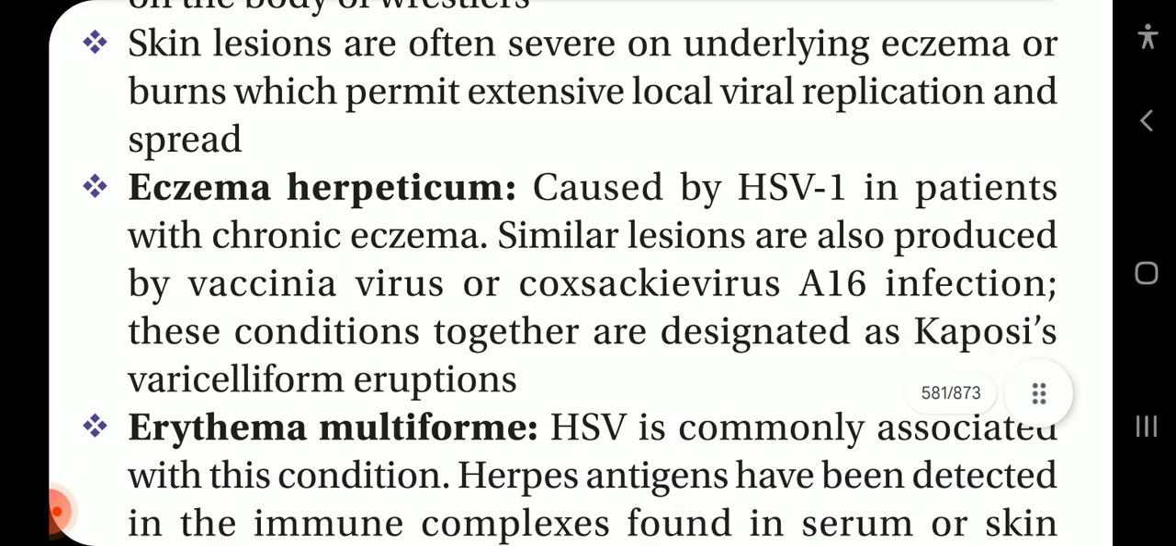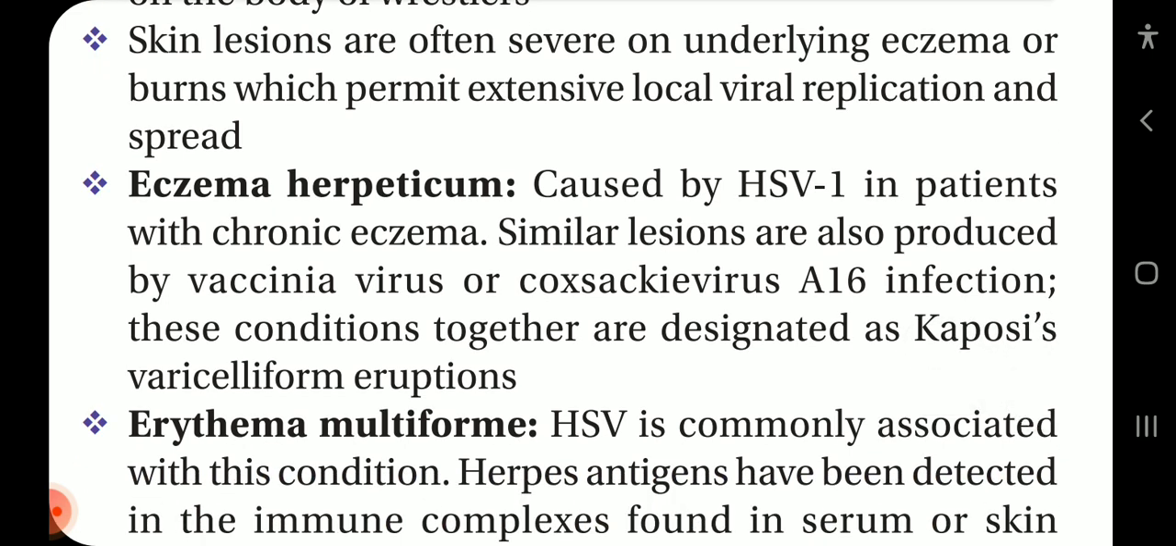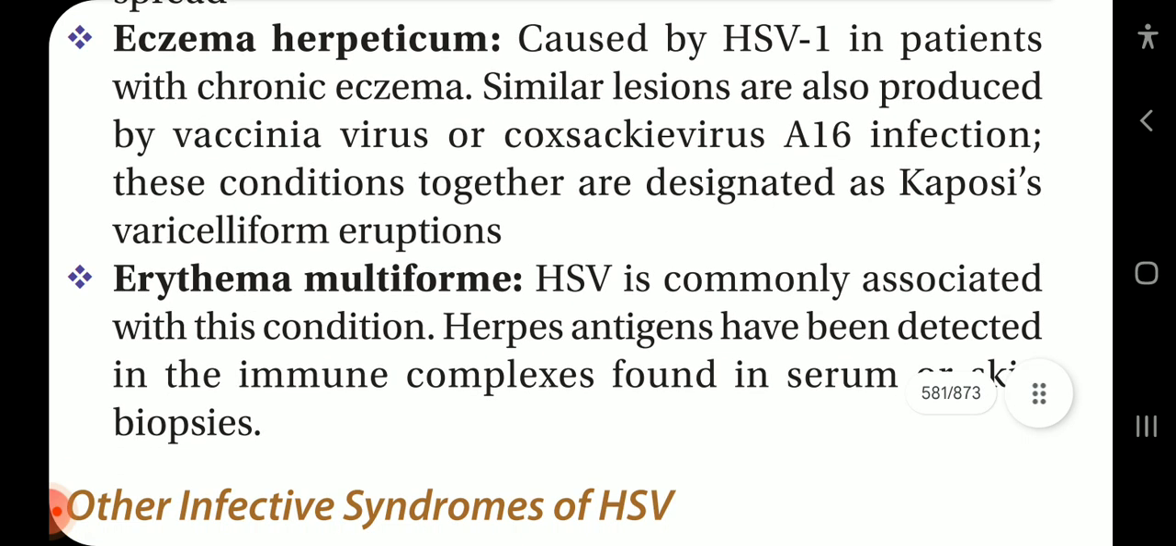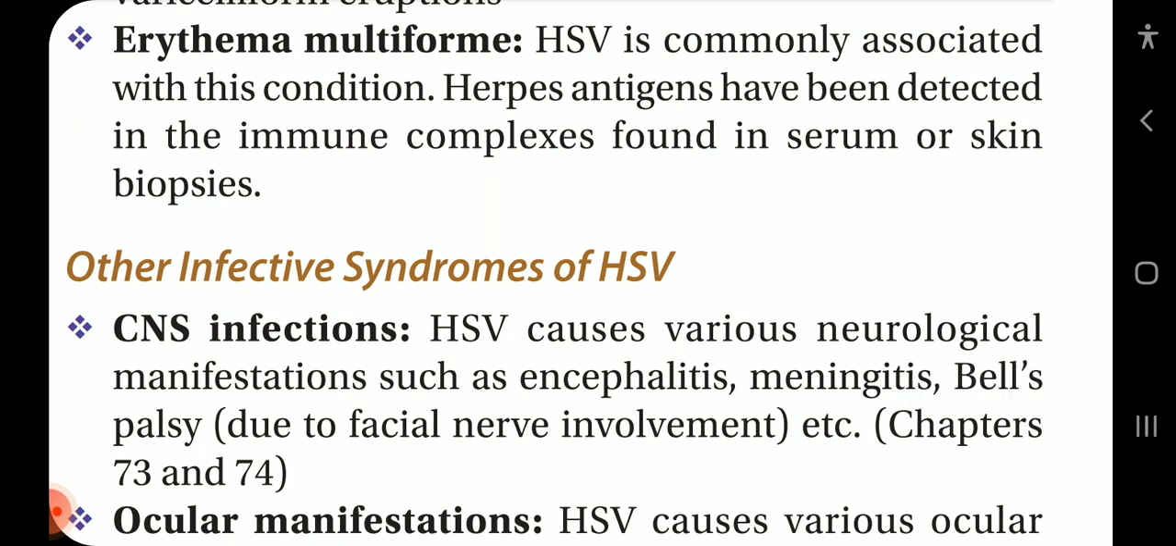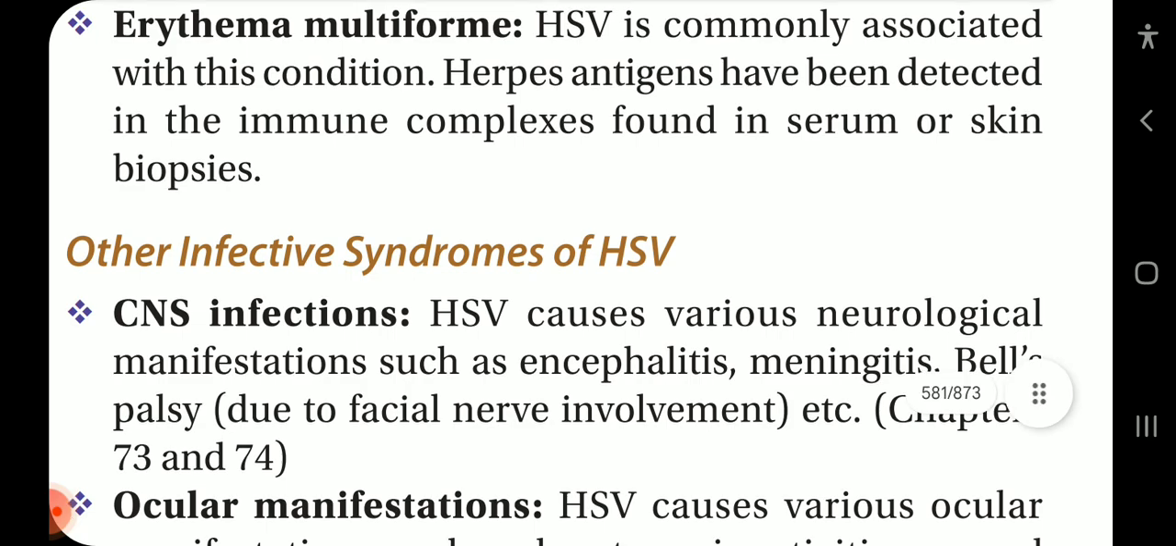Skin lesions are often severe on underlying eczema or burns, which permit extensive local viral replication and spread. Eczema herpeticum, caused by HSV1 in patients with chronic eczema. Similar lesions are also produced by vaccinia virus or Coxsackie virus A16 infection. These conditions together are designated as Kaposi varicelliform eruptions. Erythema multiforme is commonly associated with HSV. Herpes antigens have been detected in the immune complexes found in the serum or skin biopsies.